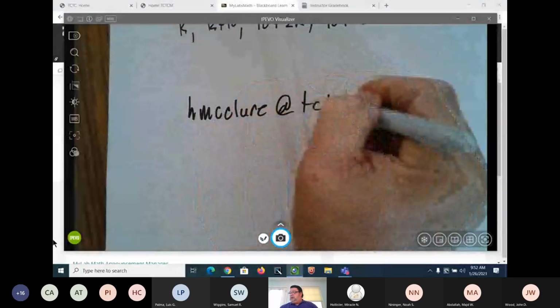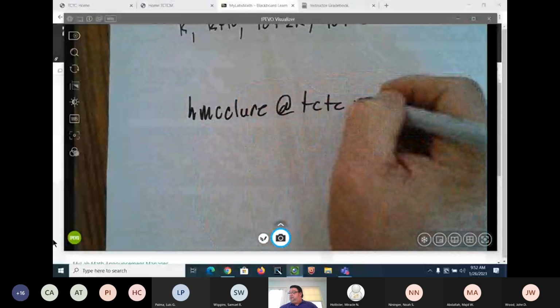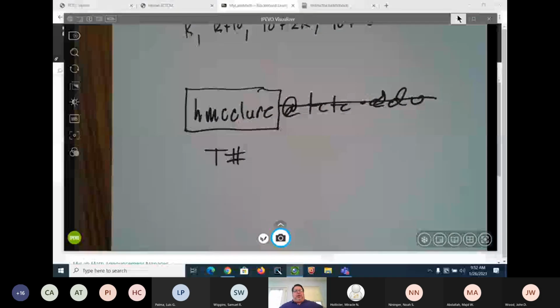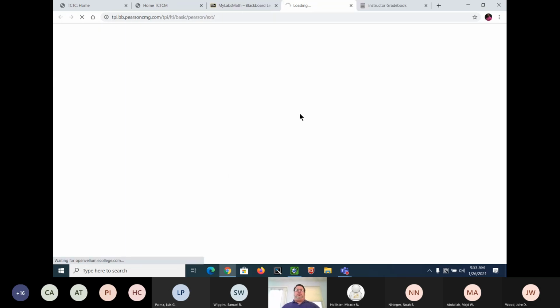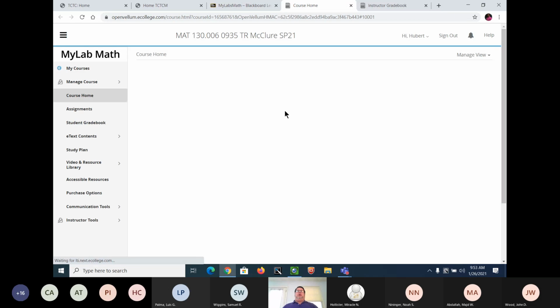at tctc.edu. And I just cut this off and I use whatever that is on your Tri-County Tech email, and then use your T number with a capital T and no spaces for your password. That's what I would use. And make it as similar to your My Labs Plus account as you can, so you don't forget it. All right, once you do that, it's going to ask you to accept the conditions. You hit accept, and then you click on the orange button. When you click on the orange button, you have registered into My Labs Math.